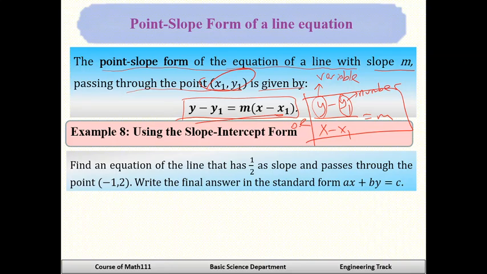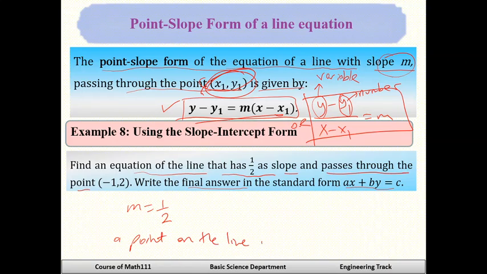We use this form when a point is known and the slope is given to us. So for example, find an equation of the line that has 1/2 as slope and passes through the point -1, 2. And it says write the final answer in standard form ax plus by equal to c. So we know the slope is 1/2, and the point on the line is -1, 2. It says passes through the point, which means the point is on the line.